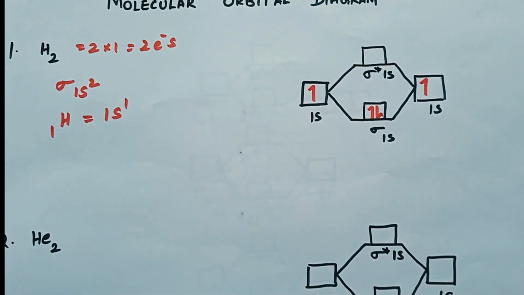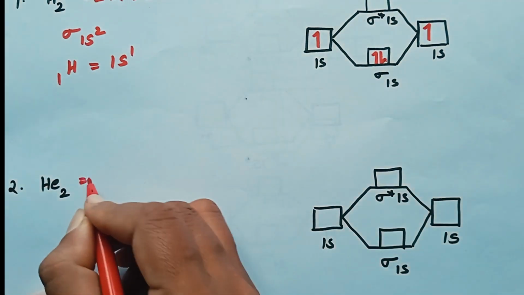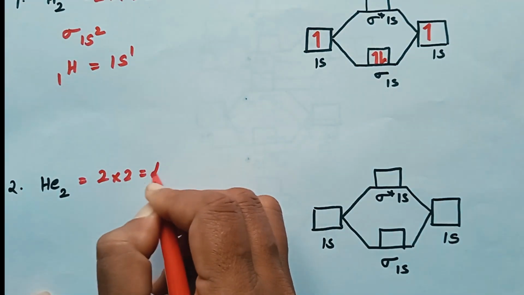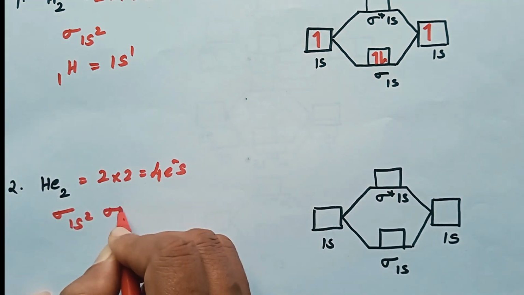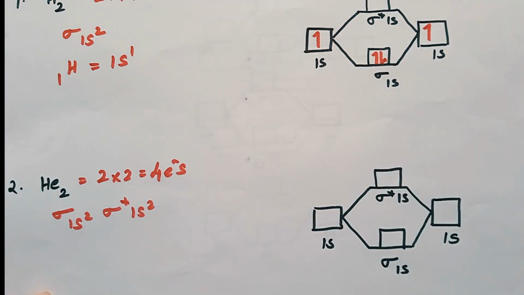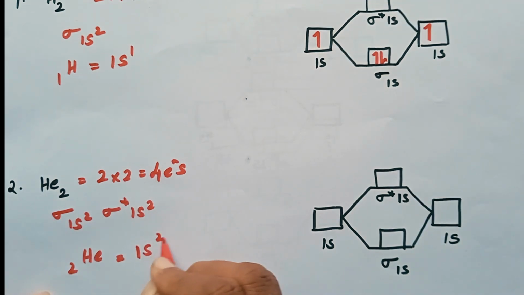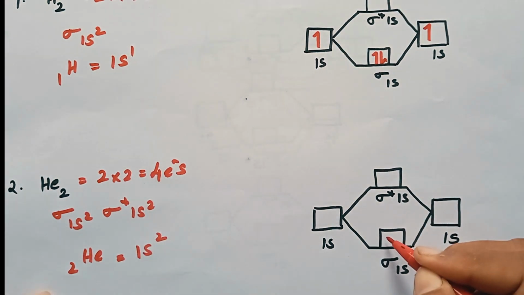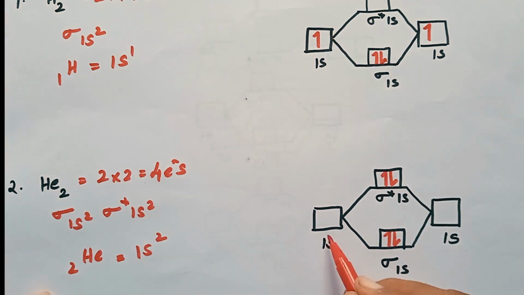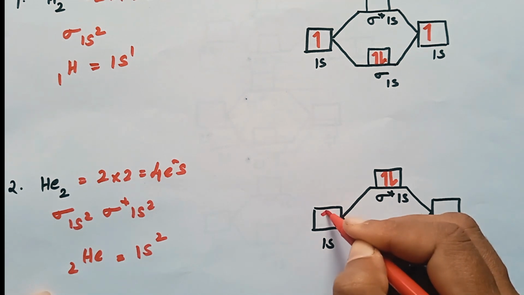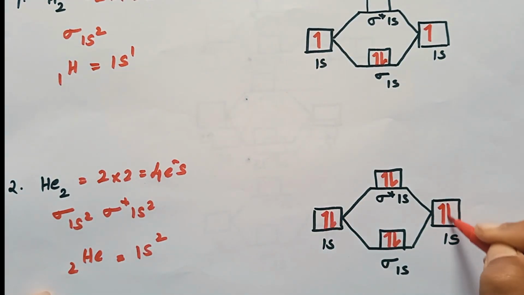Now we'll see helium. For helium, the total number of electrons is 2 into 2, which is 4 electrons. So the electronic configuration will be sigma 1s2, sigma star 1s2. When you take the atomic orbital 1s2, fill the molecular orbital sigma 1s with 2 electrons and then sigma star with 2 electrons. Helium's atomic orbital has 2 electrons, so you draw 2 electrons here. This is the molecular orbital diagram for helium.